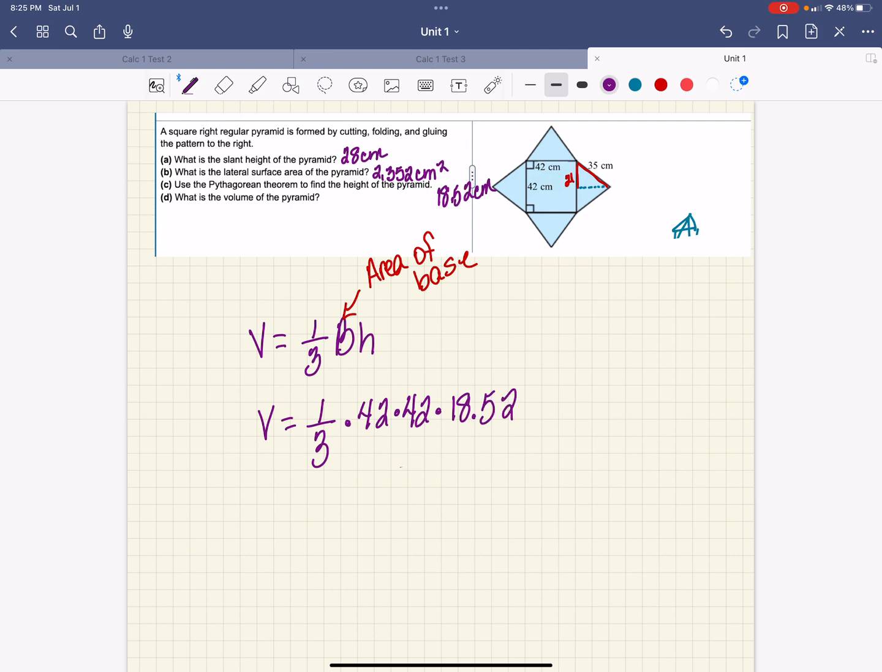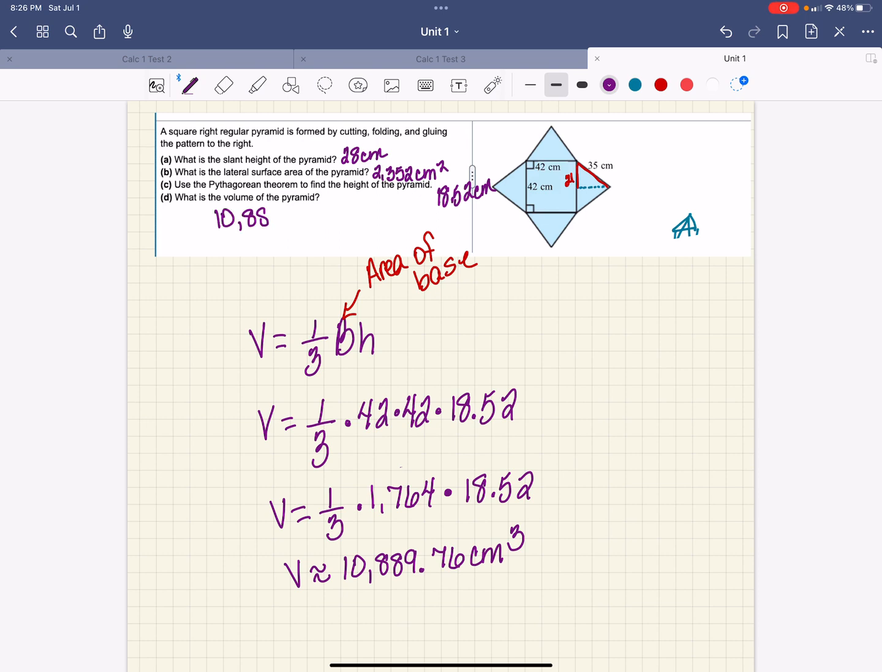Okay, 42 times 42 is 1,764. Okay, and then we're going to multiply that times 18.52. And when we do that, our volume is approximately, because we're rounding, 10,889.76 centimeters cubed, because we're back to volume, and so we are cubing that unit.